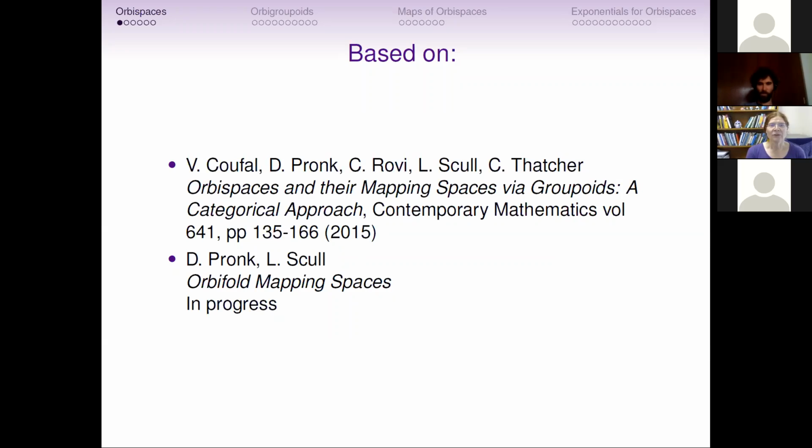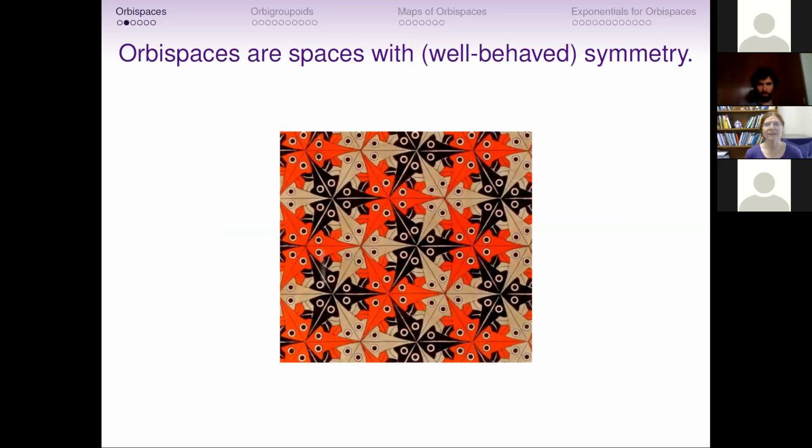Okay, so I'm going to be talking about something called Orbispaces, which are like Orbifolds, if you know Orbifolds, except that we're going to be ignoring the differentiable structure. So we're really just interested in the topology. Orbispaces are spaces that have some symmetries on them, but reasonably well-behaved symmetries. We're not going to go crazy and talk about stacks or anything like that. So really, we're just talking about finite group actions.